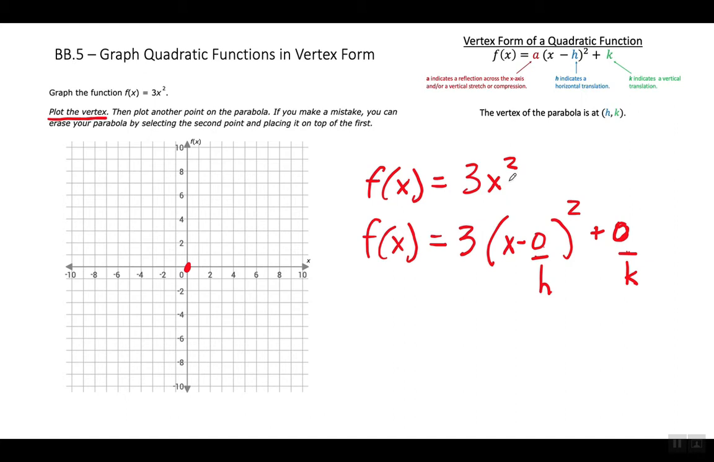All right, since there's no number inside the parentheses with x being added or subtracted, that means that h has to be 0. And since there's no number back here being added or subtracted, k has to be 0. Okay, so that tells us that the vertex is (0, 0).